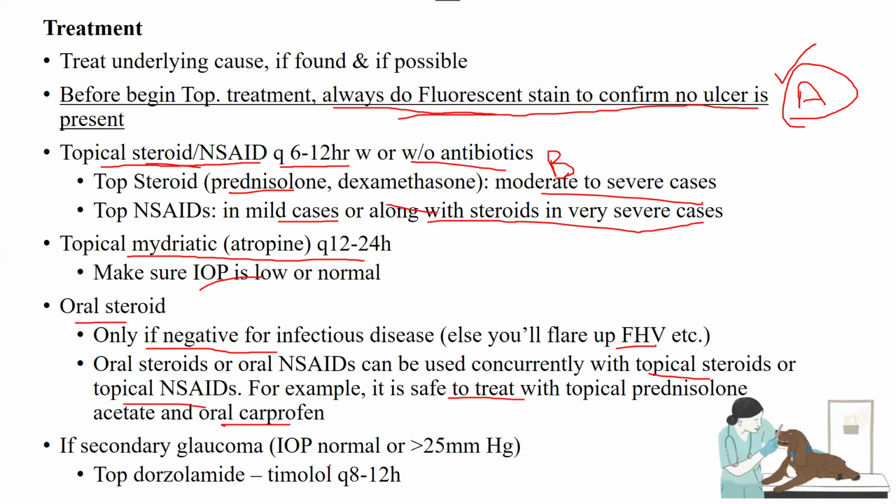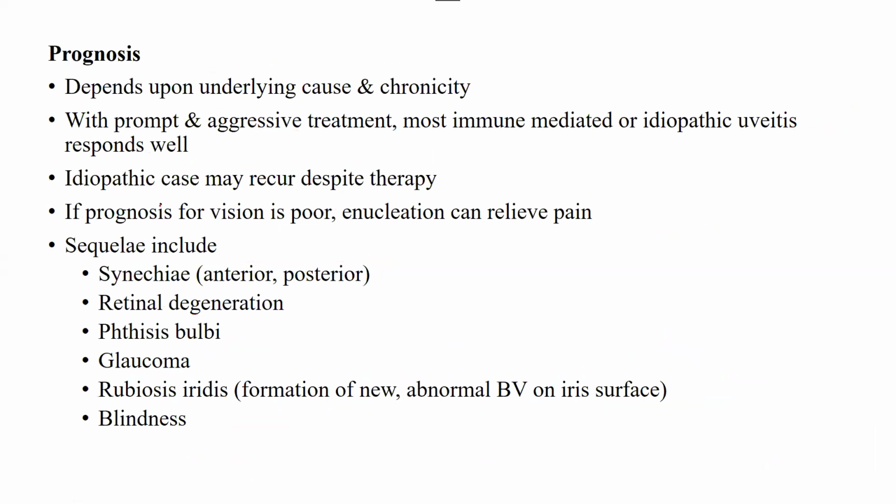If secondary glaucoma is there, that means IOP is high, then you can give topical dorzolamide or timolol every 8 to 12 hours. Basically, dorzolamide and timolol are treatments for glaucoma. We are going to discuss that when we study glaucoma. But definitely, if uveitis has progressed and it is converted into glaucoma, then you have to use the drugs that will lower the IOP, because now the IOP is higher. Okay. So that was about the treatment.